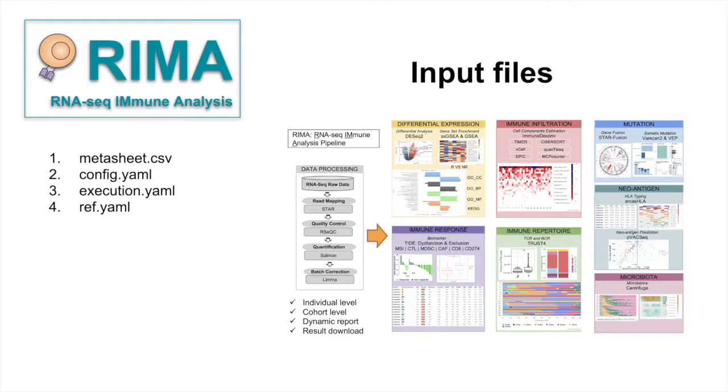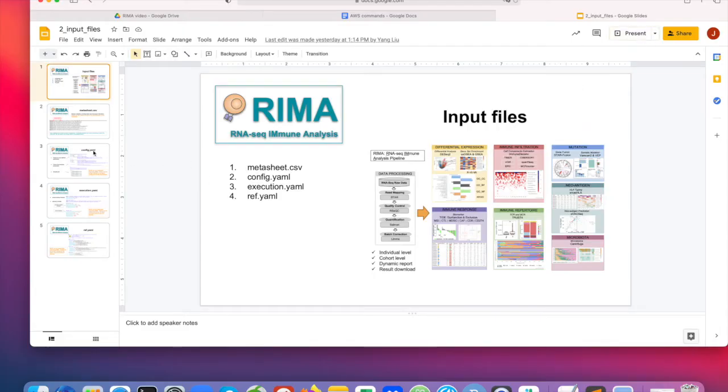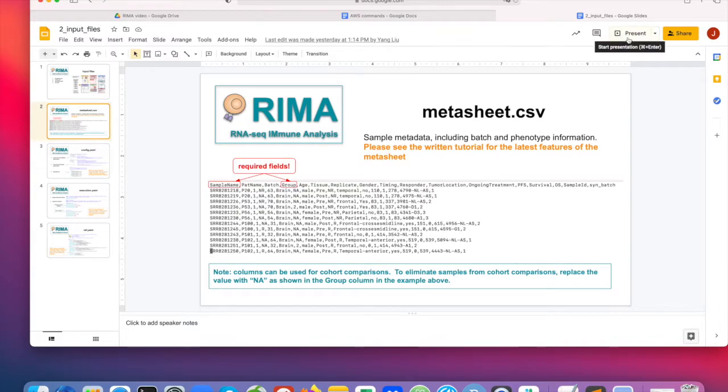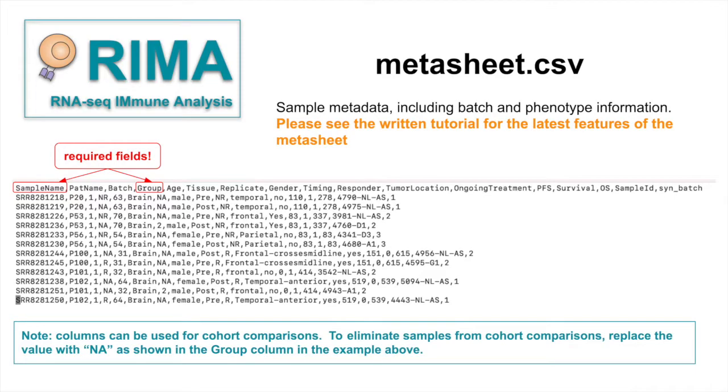In this video, we will describe key input files needed for RIMA in addition to your data files. These files include the metasheet.csv, config.yaml, execution.yaml, and ref.yaml files. The metasheet file contains sample metadata, including batch and phenotype information.